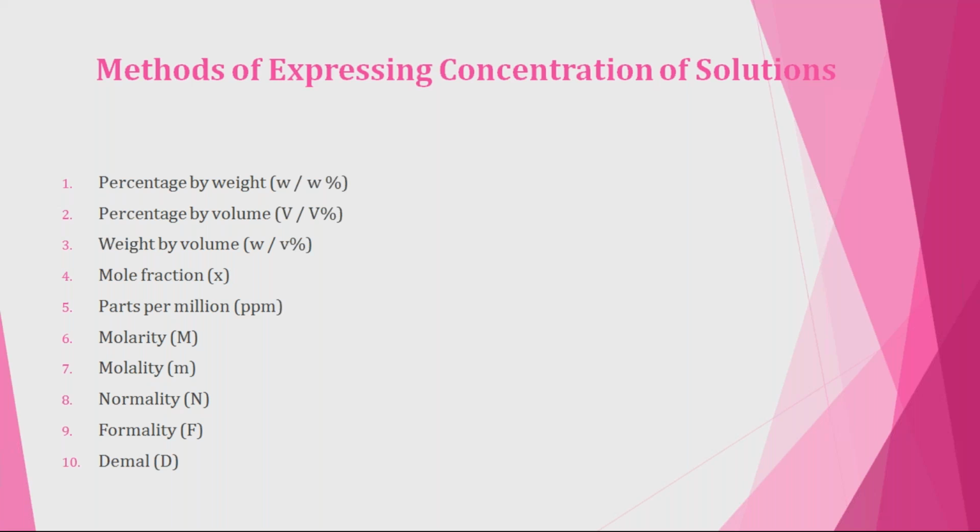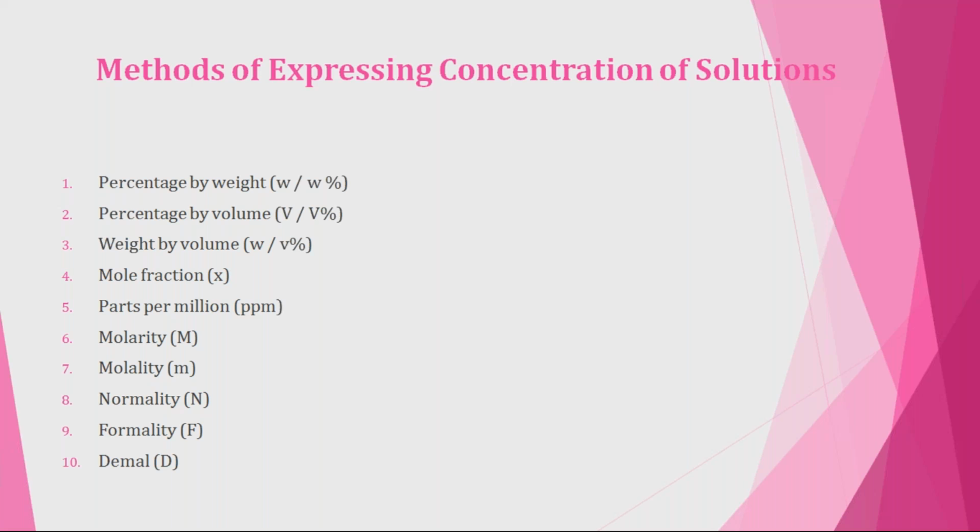We have 10 methods: percentage by weight, percentage by volume, weight by volume, mole fraction, parts per million, molarity, molality, normality, formality, and demal. So these are the different methods of expressing the concentration. And yesterday we started with percent by weight, that is percent by mass or percent by weight, one and the same. So what is percent by mass?